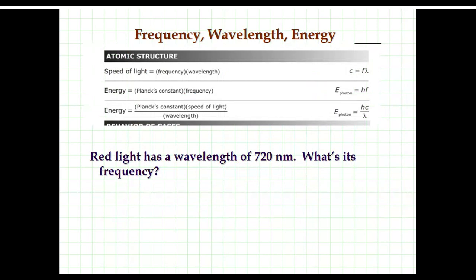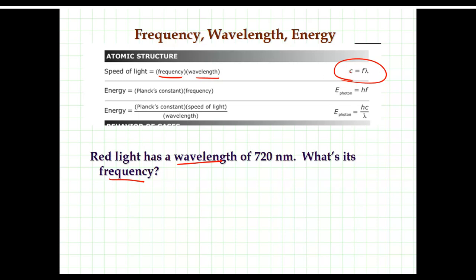We can do some calculations with frequency, wavelength, and energy. These three formulae are on the top of your periodic table, that very first page of formulae that you have. So I look here and I see that red light has a wavelength. What's its frequency? I'm going to find the formula that puts together wavelength and frequency: speed of light equals frequency times wavelength.